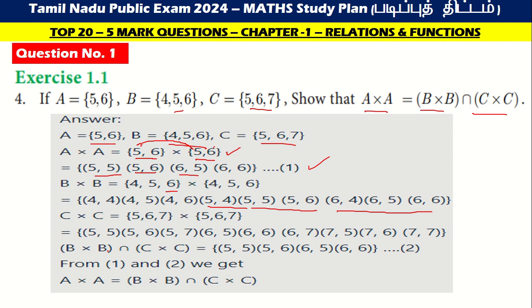Putting it together, we look for the common terms between them, that is, the intersection of B × B and C × C. Let me tell you which are the equal terms: 5, 5 is in both, so we write it. Then 5, 6 is in both. Next 6, 5 is in both. Then 6, 6 is in both. So LHS and RHS are equal. I hope you understood the answer.